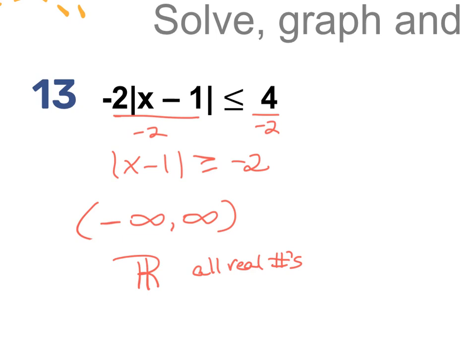And then number 14, this is another special case. So whenever you see a 0 or a negative number, you need to stop and think. Do you put all real numbers if it's any negative number there? Any number that you put in there for x will work and give you a true statement. Let's try the next one.